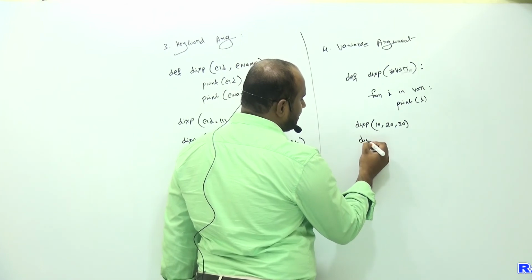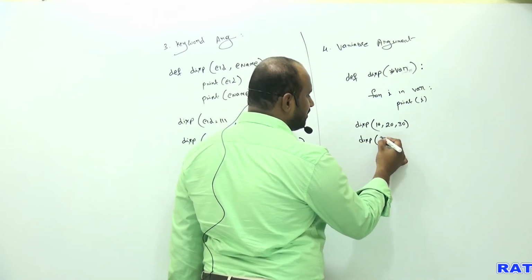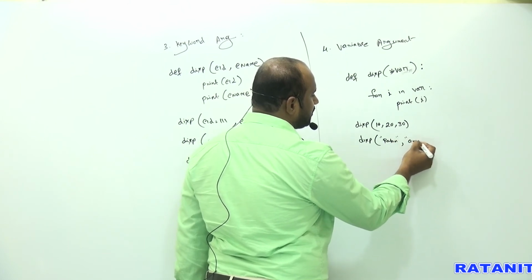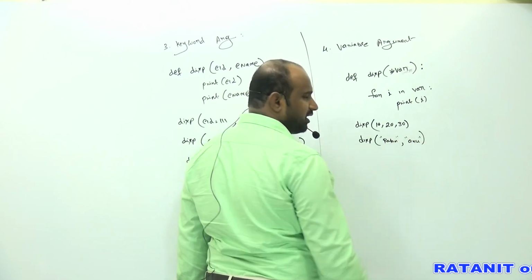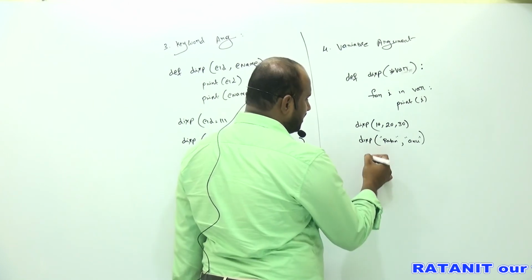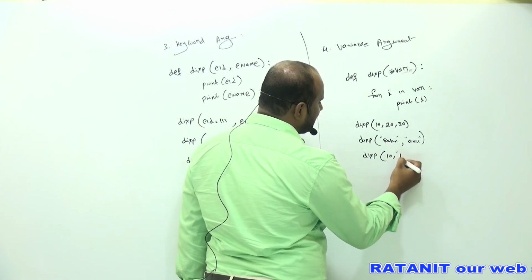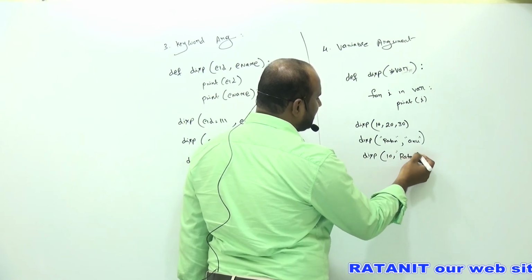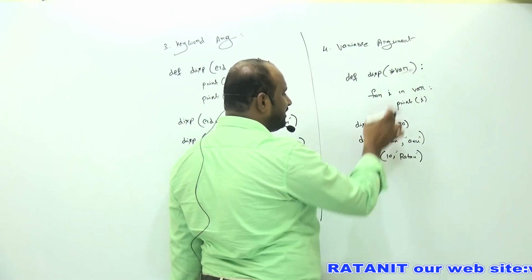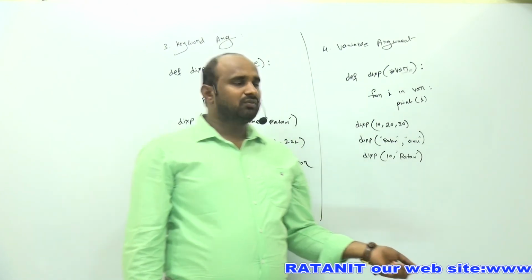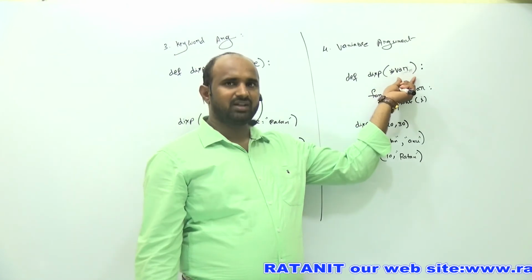For example, if you are calling disp, here you can pass Ratan also, no problem. This is which data? String data. That will be executed. Otherwise, you can call disp of 10, Ratan also. See, don't think, Ratan sir, that you have to pass only integer data or string data. Any type of data, all three are valid. Variable argument means don't think of a specific type.